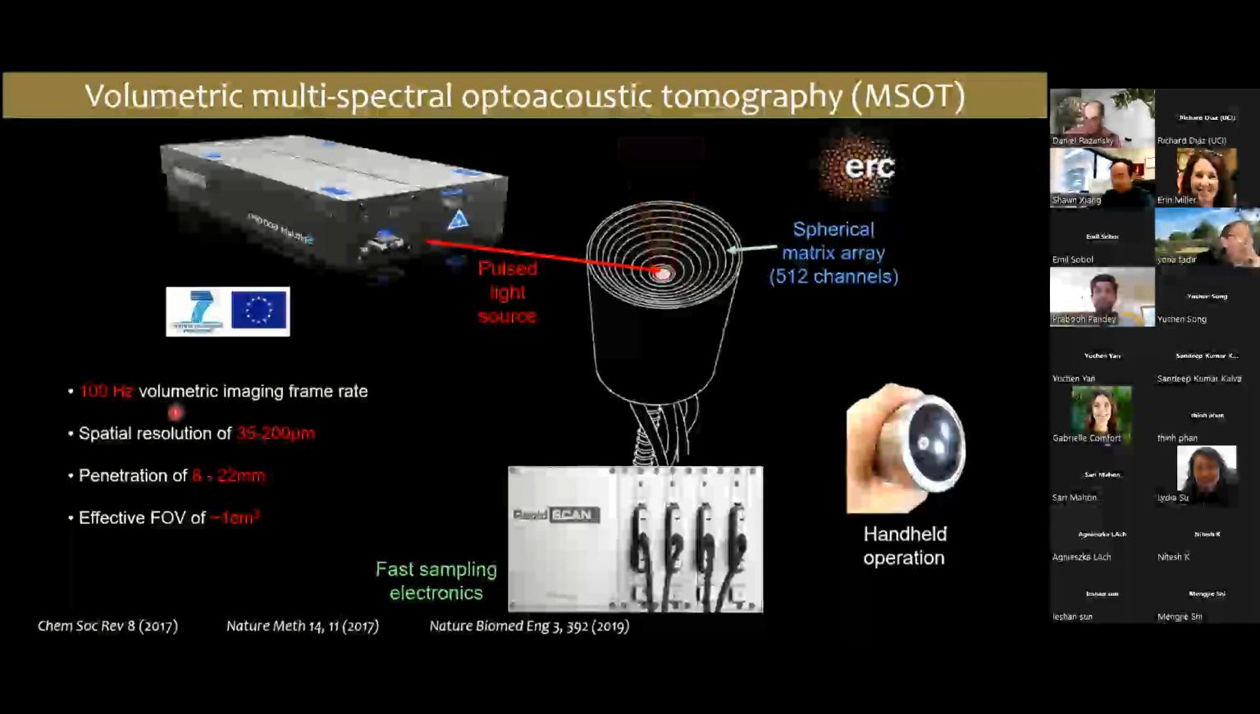The spatial resolution in this case is limited by ultrasound diffraction and the available bandwidth of the transducer. So it would typically be in the 35 to 200 micron range. And the effective penetration mainly depends on the laser wavelength, but usually it would be up to several centimeters in the near-infrared spectrum. And here on the right, you see a picture of the probe with a coupling membrane that we typically use for human imaging in a handheld mode.